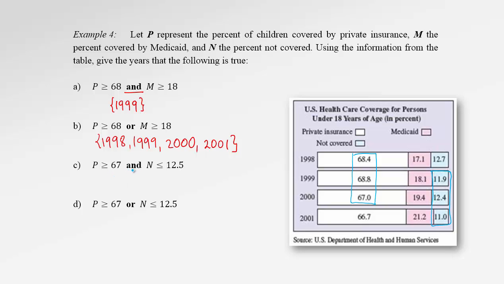Okay, so since the inequalities are connected by the word and, we're looking for the intersection of the sets of those years. So these 3 and those 3. The intersection are the years 1999 and 2000. And finally, again, both inequalities are exactly the same, but the connecting word is or. So in this case, similarly as in B, all 4 years will satisfy the condition from 1998 till 2001.